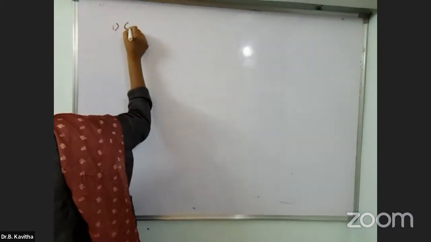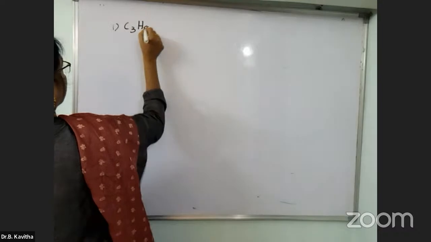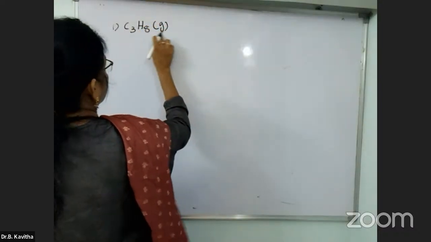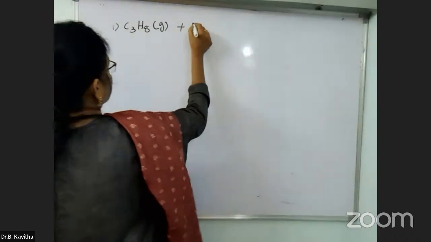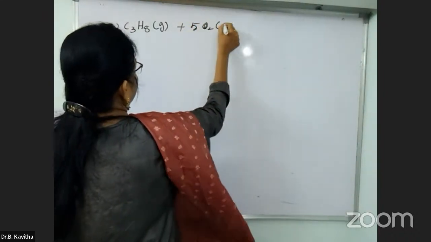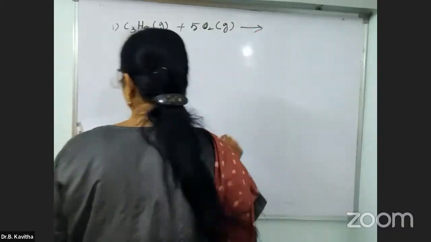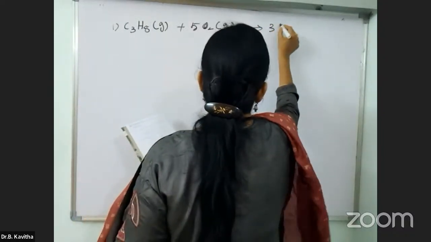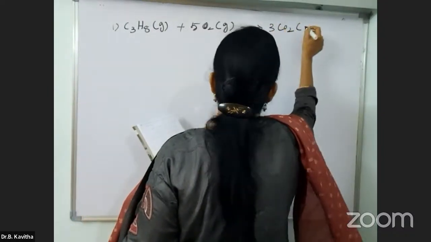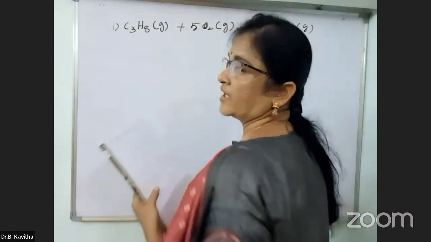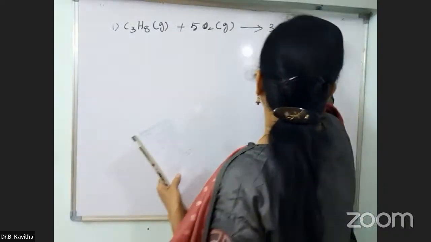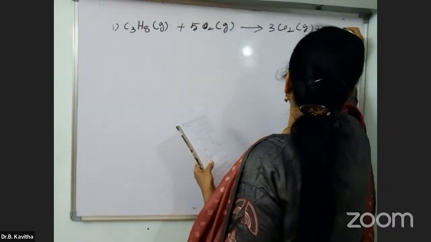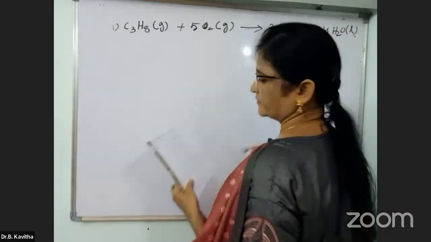First one I am writing: C3H8, which is in gaseous state, and 5 moles of oxygen, which is in gaseous state, gives 3 moles of carbon dioxide. Here the balance is very important. Remember to balance. And 4 moles of H2O, which is a liquid.